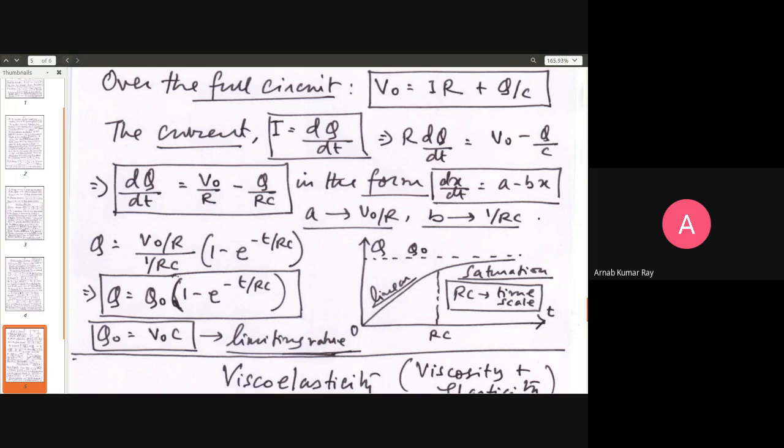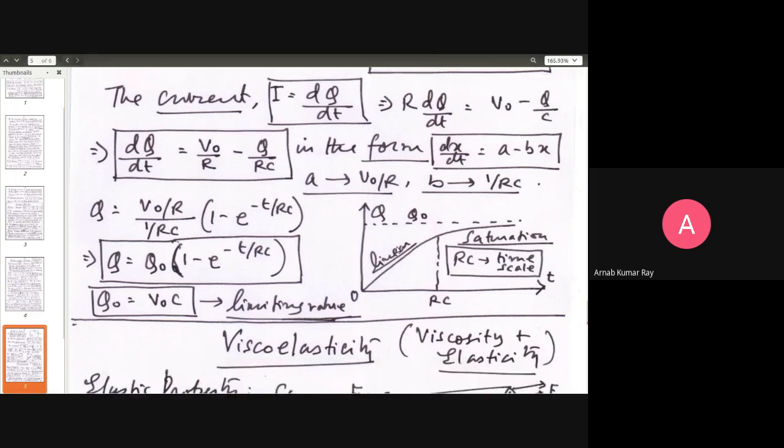And a transcendental function must have a dimensionless argument. So if t has the dimension of time, then RC must also have the dimension of time. And so the natural time scale in this system is R into C. So before that you have a linear growth, after that you have slow saturation towards the upper limit of Q naught, which is the limiting value.